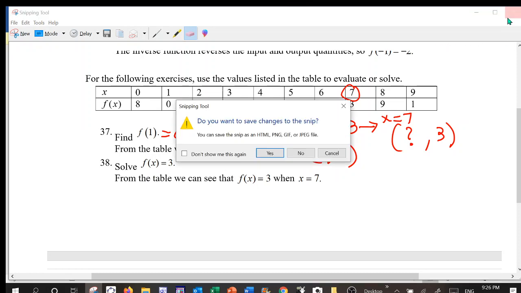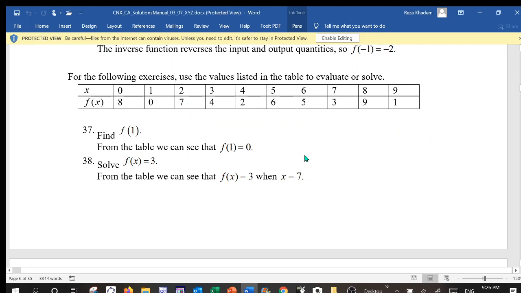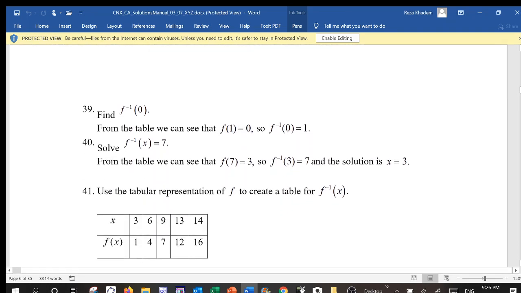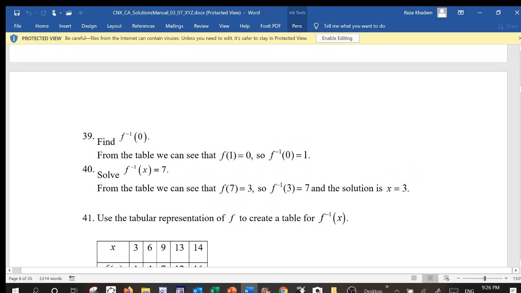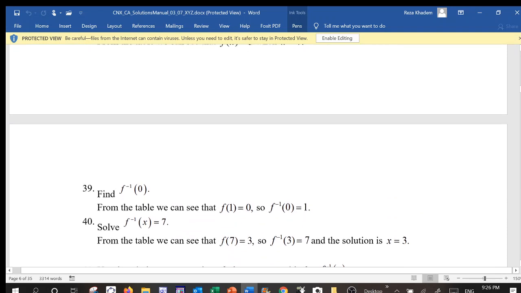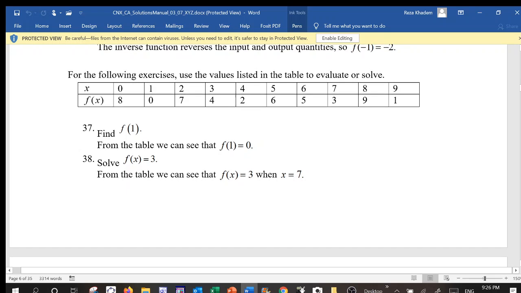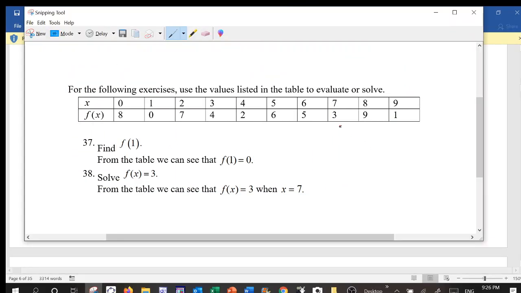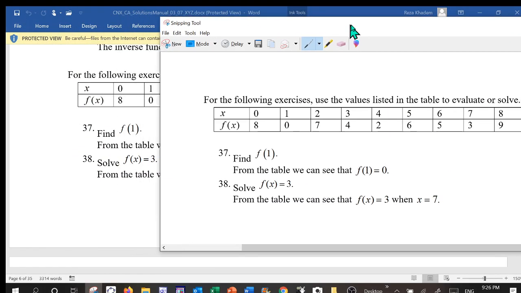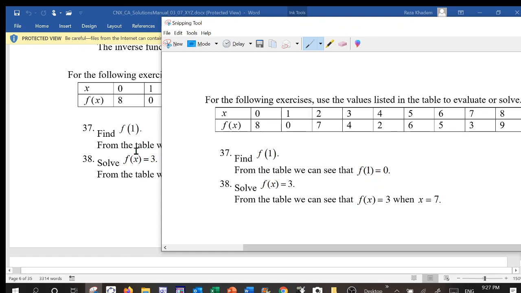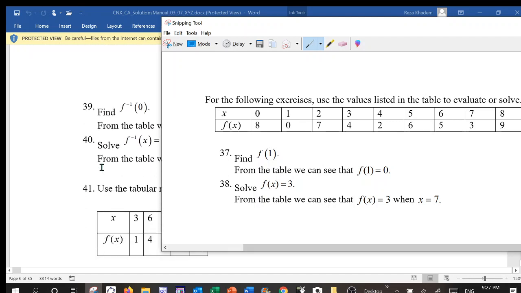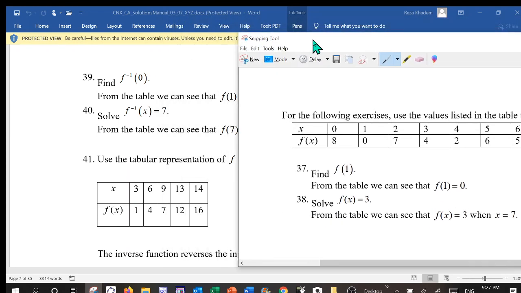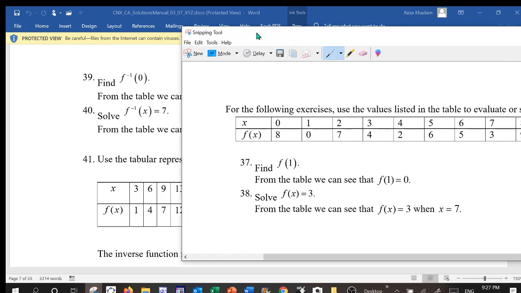And the last two I'm going to do are number 39 and 40. With the same table, we want to find, well, let me get the table here, and then we go down and use that. So let's get the table. Okay, now let's go over here and go to 39 and 40. Let's go 39 first.